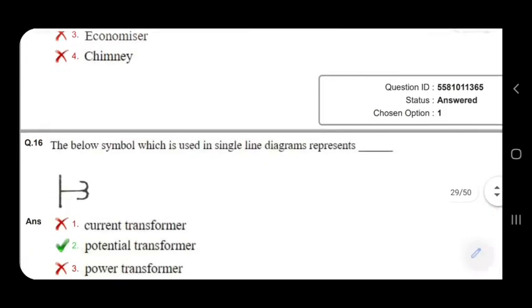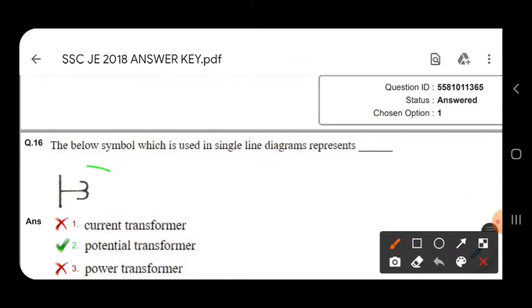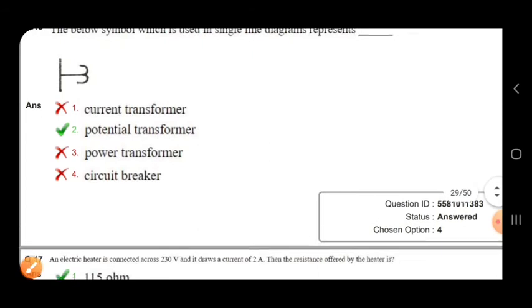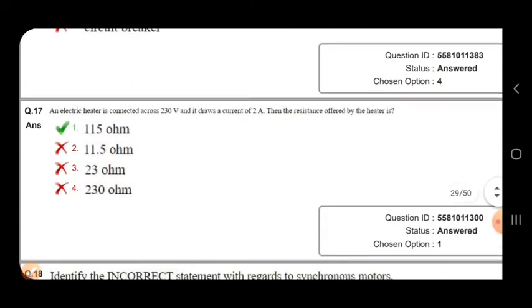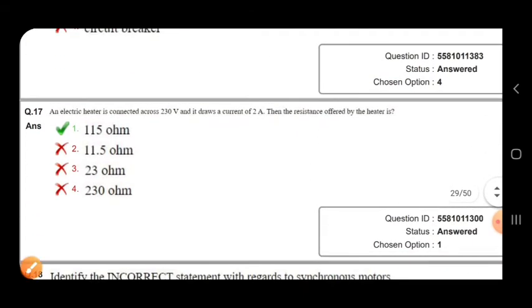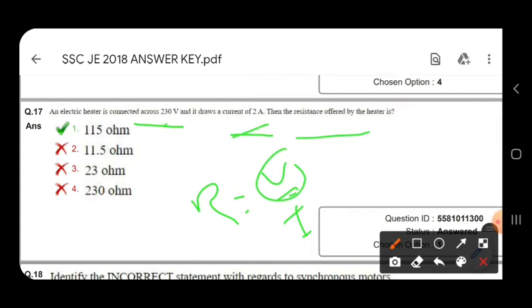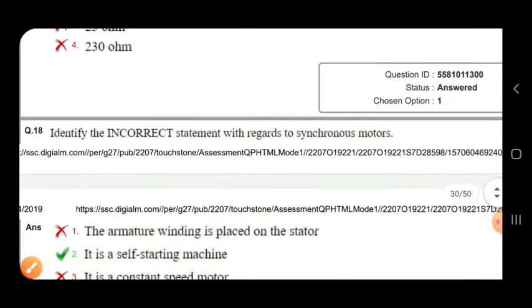The symbol below which is used in a single line diagram is one kind of PT symbol. PT works as a measuring instrument in a high voltage transmission line. An electric heater is connected to 230 volt and draws a current of 2 amps. What is the resistance offered by the heater? R equals V upon I. Put the values V as 230 and current as 2 amps, and you will find the answer as 115 ohm.